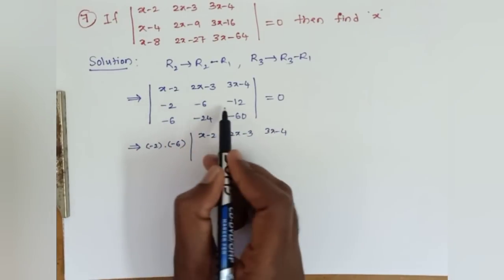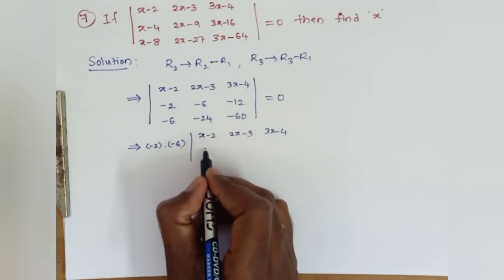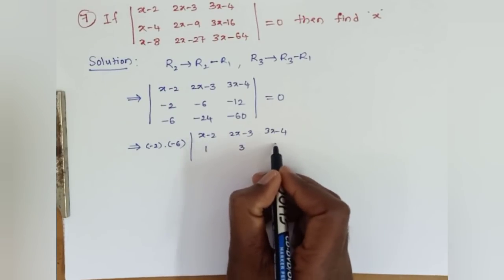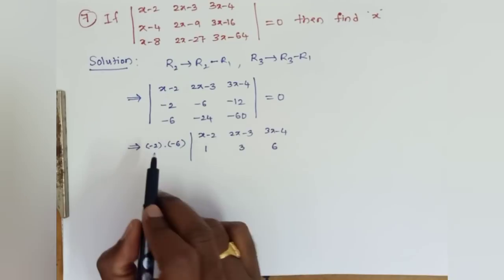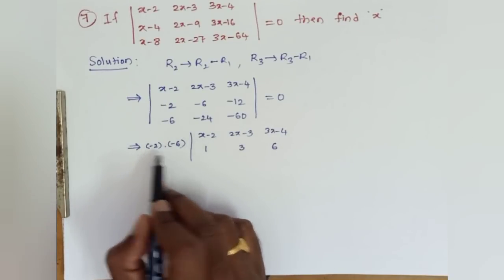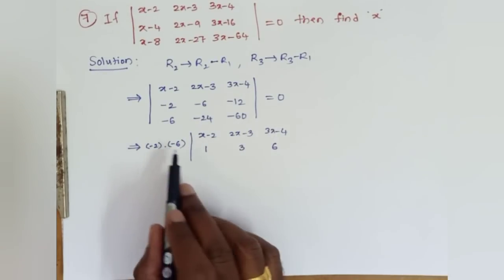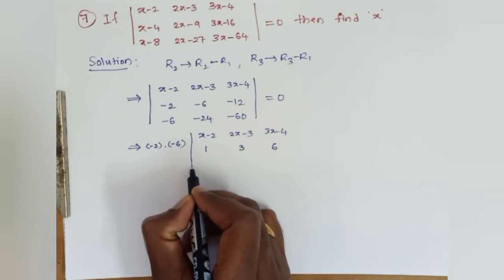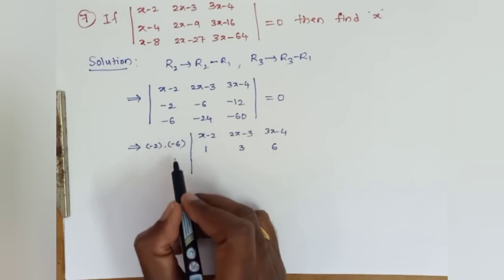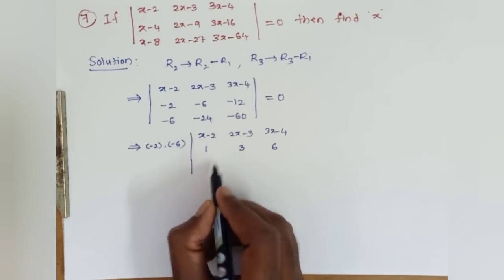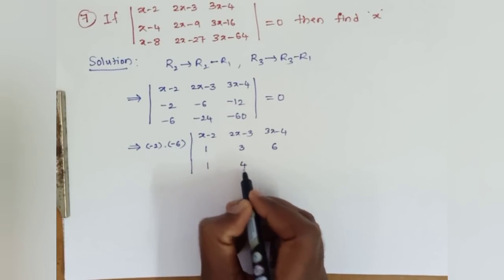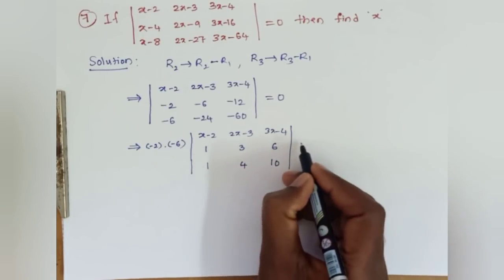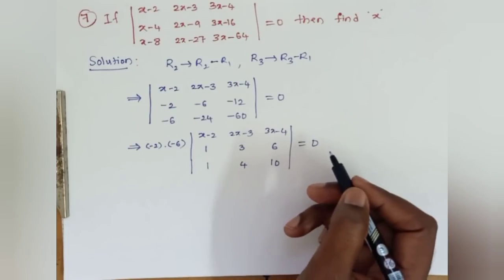So in this second row, minus 2 is common. Therefore it is 1, 3, 6. Right? Minus 2 into 1 is minus 2, minus 2 into 3 is minus 6, and minus 2 into 6 is minus 12. Fine. Now, similarly the third row. In the third row, minus 6 is common. So the remaining part is 1, 4 and 10. This is equal to 0.